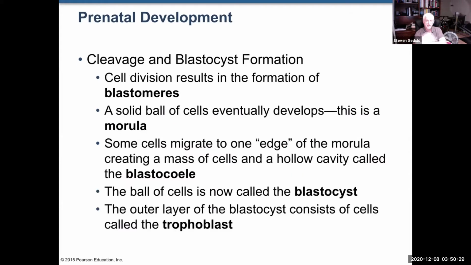So you get cleavage and blastocyst formation. Cell division results in formation of blastomeres, when the 2 cells start to form. A solid ball of cells develops, called the morula. Cells migrate to one edge of the morula, creating a cavity called the blastocele. The ball of cells is now called a blastocyst. The outer layer of the blastocyst consists of cells called the trophoblast.